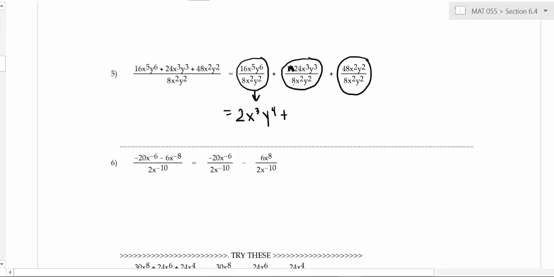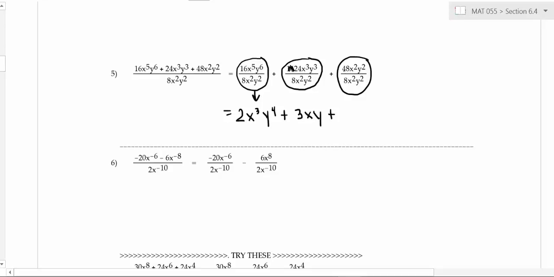Okay, the next one, you've got 24 divided by 8 is 3. And then how do the variables go? X, y, good. There's 1 more x on the top, so that's just x to the 1st, or x, and there's 1 more y on the top, so you have that.